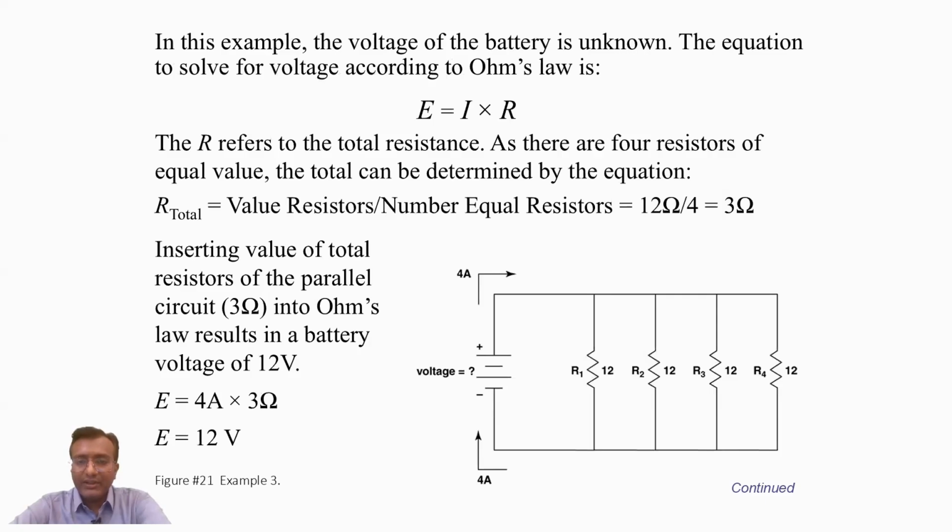Now coming to the next problem, here the individual resistances are provided. 4 ampere current is flowing, so we can determine the equivalent resistance. That comes around to be 3 ohm. 3 ohm multiplied by 4 ampere will give us the total supply voltage of 12 volts.